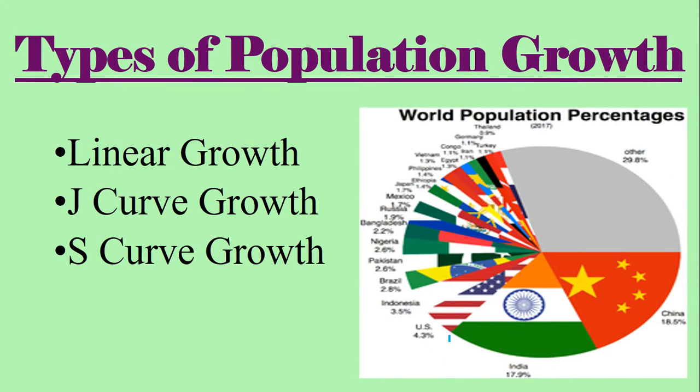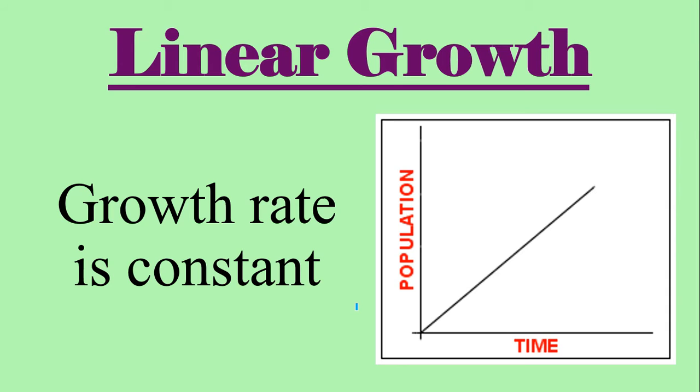Now, when we look at population growth, there are three graphs that we can look at: a linear growth, and I say it weird, which means line, a J-curve growth, and an S-curve growth. And if you look at the words, they kind of describe what the graph's going to look like. So let's talk about linear growth, which means constant growth. As time goes on, population is increasing. It's a steady line going up. It's constant growth.